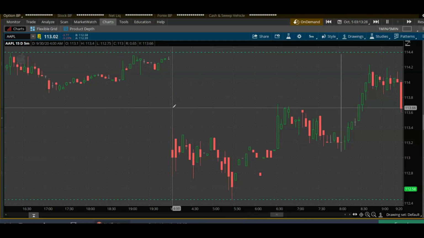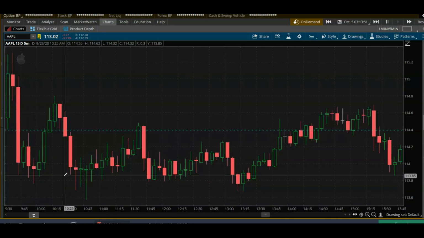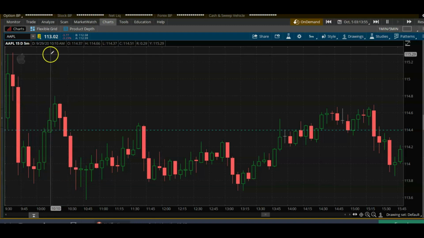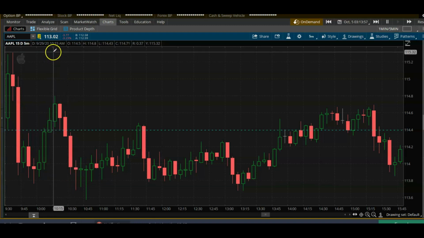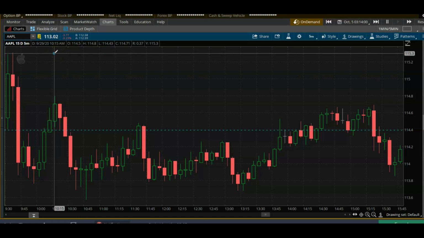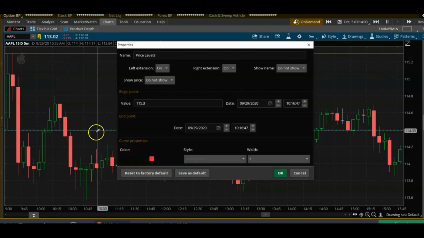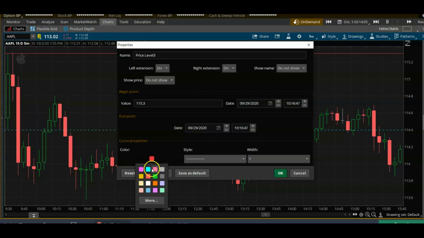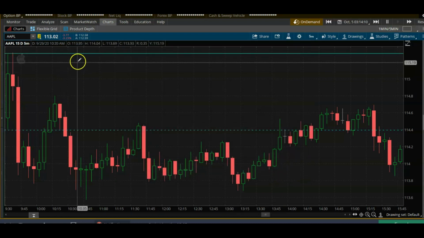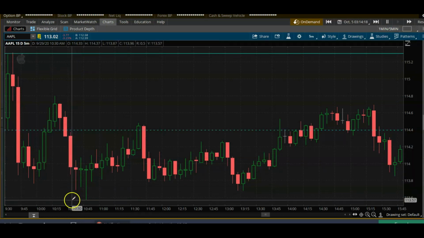So I'm going to zoom out and pick up the charts for the previous day. So this is the chart of the previous day, and I'm going to do the same thing. I'm going to get the highest price point and draw a level. I'm going to give it a different color coding system. I'll make it blue, but I'll keep the continuous line. And I'll do the same for the lowest price point.